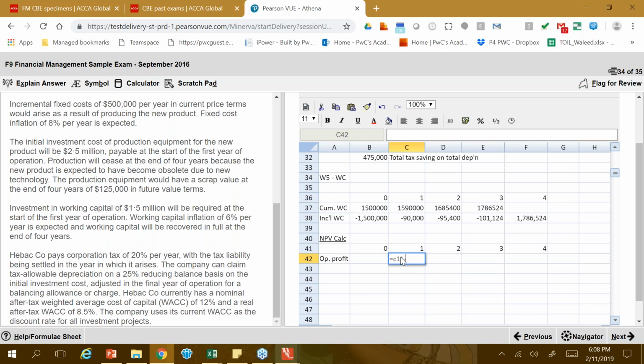C11 minus C19 minus C24. And that has given me the operating profit of the first year. This is the operating profit of the first year. So let's just see this again. What have we done now?